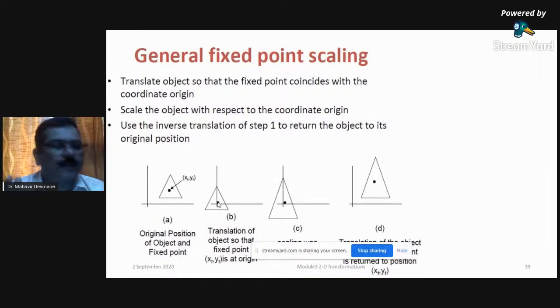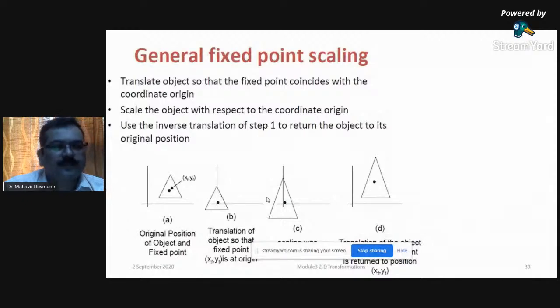Scaling of that particular object. Here it is actually enlargement, right? So the scaling factor must be taken greater than 1. So scaling of the object is done, and after that, this particular fixed point is again translated to its original location. So the procedure is almost the same as we have done for rotation with reference to a fixed point. The process is almost the same.